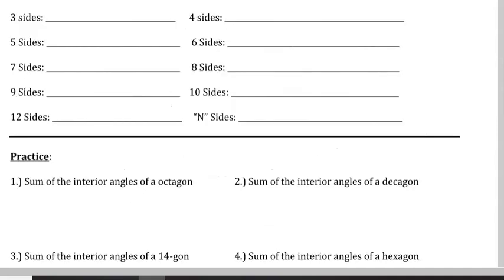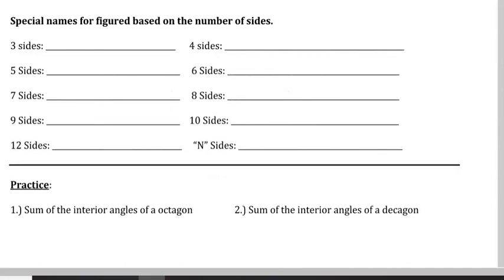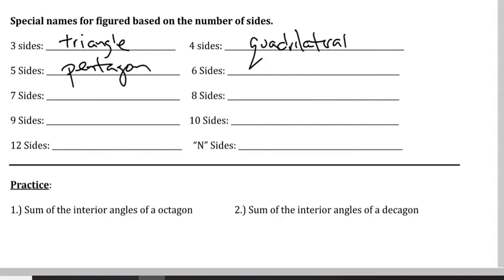I believe before we do the practice problems, we need to be able to talk about different figures. The way that we talk about different figures is by the number of sides. So we know a 3-sided figure is a triangle. We know a 4-sided figure is a quadrilateral. A 5-sided figure is a pentagon, like the Pentagon in Washington. 6-sided is hexagon. This one is a septagon or heptagon. You'll see both of those words used.